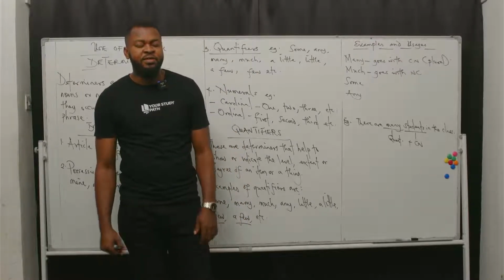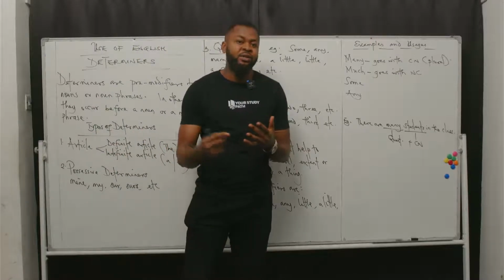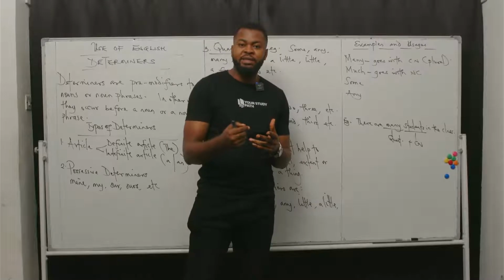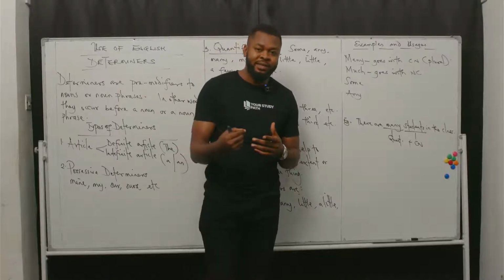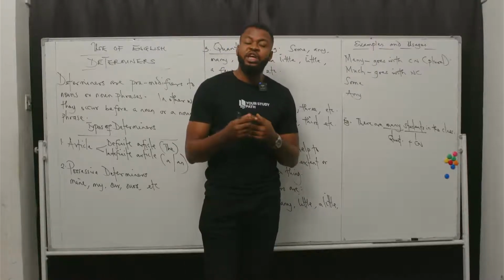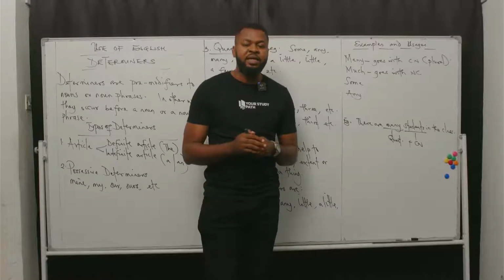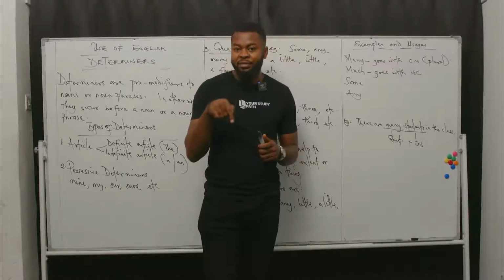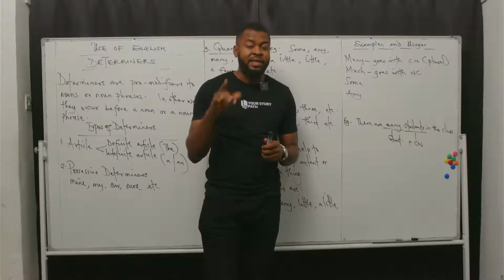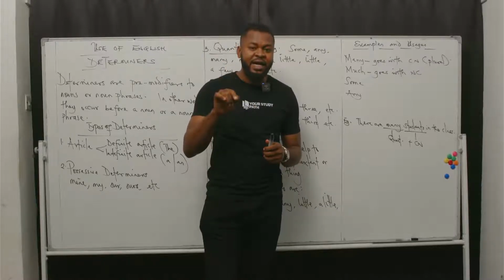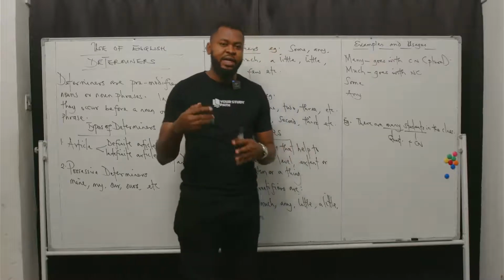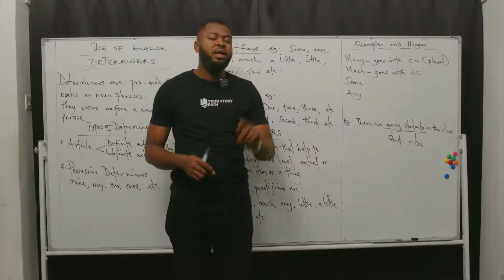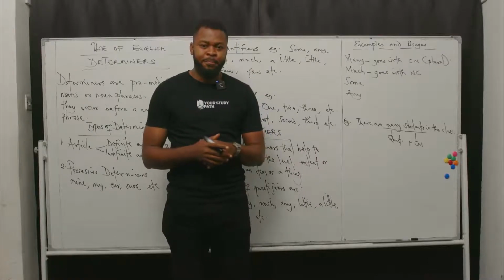Do you understand? For example, information cannot attract the letter S. Furniture cannot attract the letter S. Equipment cannot attract the letter S. Potential cannot attract the letter S. Advice, do you understand? As a noun, advice cannot attract the letter S. You can only say a piece of advice or pieces of advice.